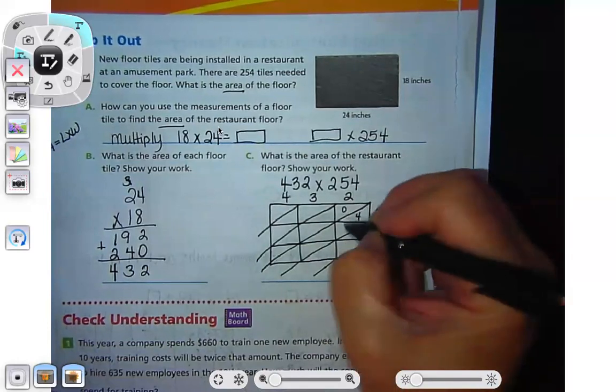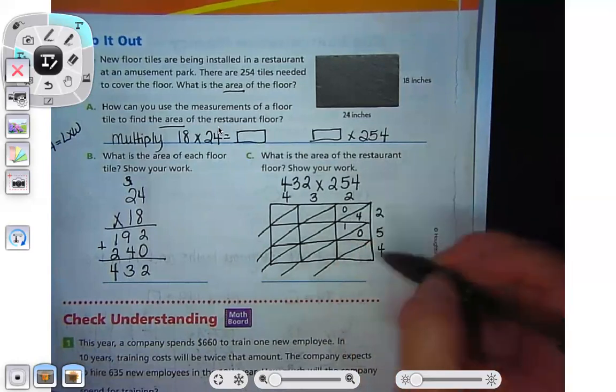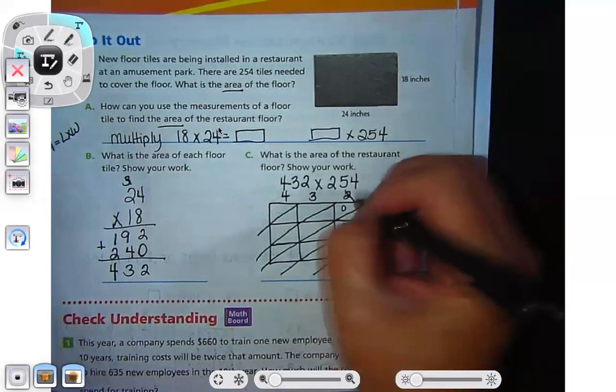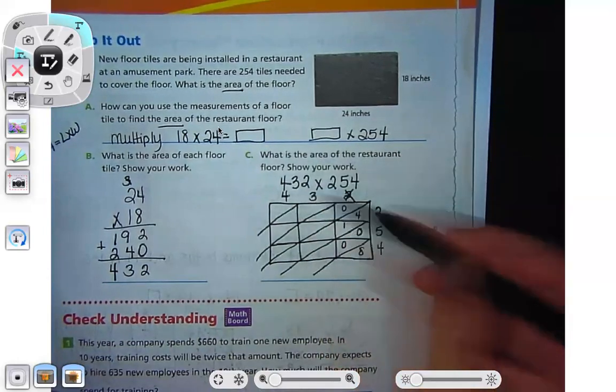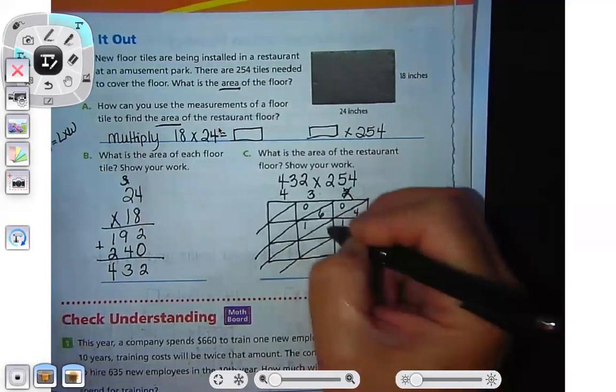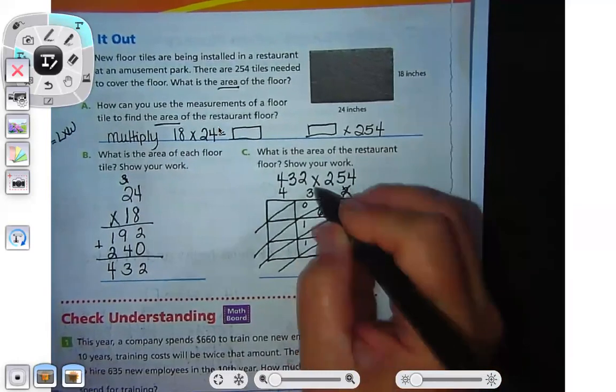Okay, so 2 times 2 is 4. 2 times 5 is 10. Remember, 10s go on the top, 1s go on the bottom. 2 times 4 is 8. So 0 tens, 8 ones. Now we're done with the 2. Let's do 3. 3 times 2 is 6. 3 times 5 is 15. 3 times 4 is 12. And now we're done with the 3.